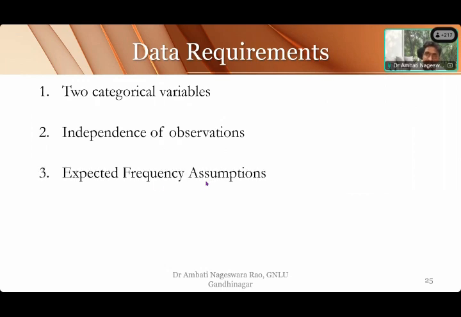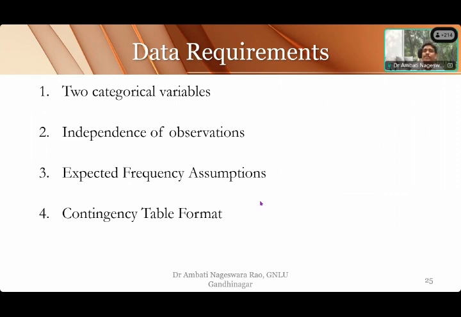Expected frequency assumption means we are going to look at the difference between expected frequencies and observed frequencies. Expected frequency means you are expecting something is going to happen, this much is going to be there. And observed means you are going to test it and see the results. Based on that, you are going to see the difference between expected and observed frequencies.